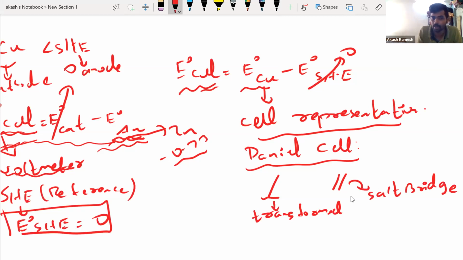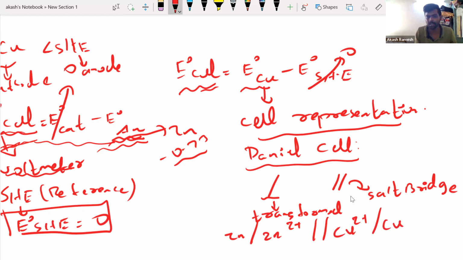Now in the Daniell cell, what is happening? Can I say zinc is becoming Zn2+? That's what is happening. So I'll write zinc bar Zn2+. And obviously after that there is a salt bridge, so you put a double bar. And what is happening on the cathode side? Copper 2+ is becoming copper. So this is my cell representation.